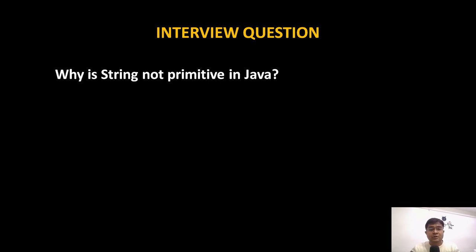Interview question here. Why is string non-primitive in Java? Because string is a class. It has methods. It can create objects. It lives in heap memory. That's why string is non-primitive in Java.